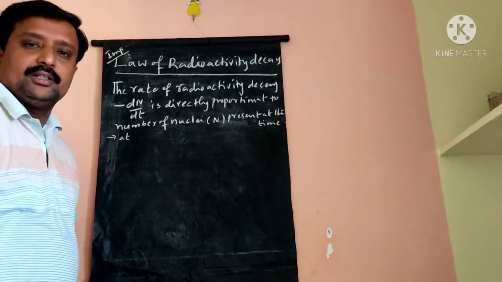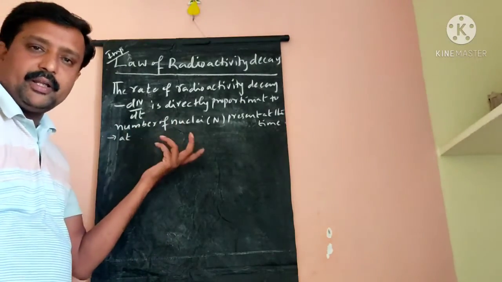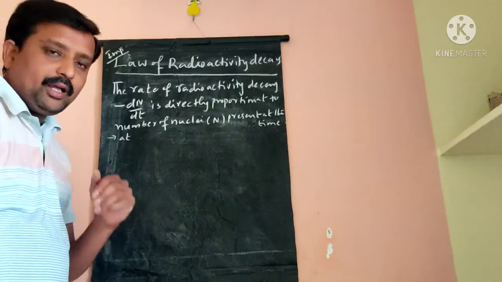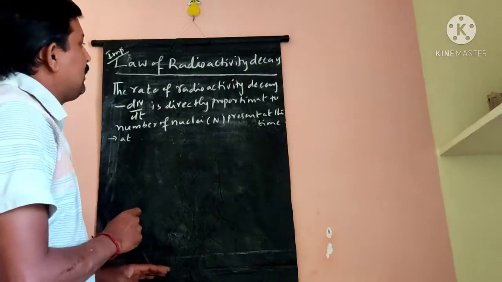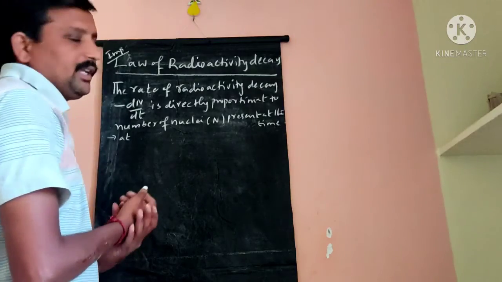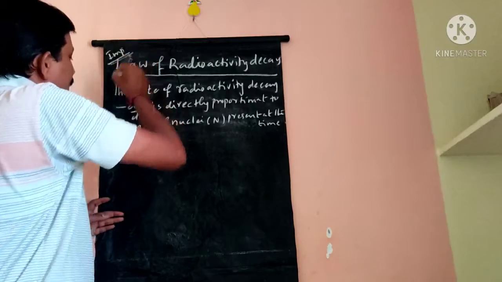Yesterday we discussed natural radioactivity decay: alpha decay, beta decay, and gamma decay, and their properties. Today, we are going to explain the law of radioactivity decay, one of the important ones.